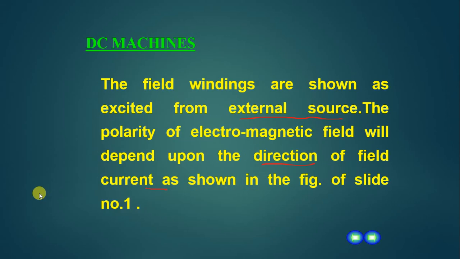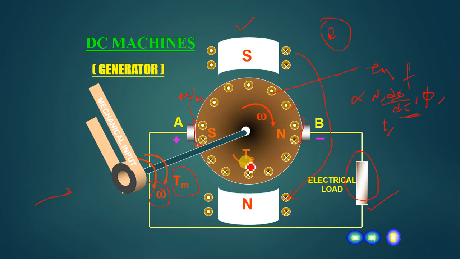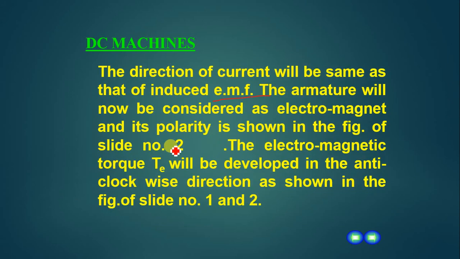The electromagnetic torque TE will be exactly opposite to the torque generated by the mechanical input. The mechanical input will provide some torque, and this electromagnetic torque will be exactly opposite to that mechanical torque. That is what is mentioned here.